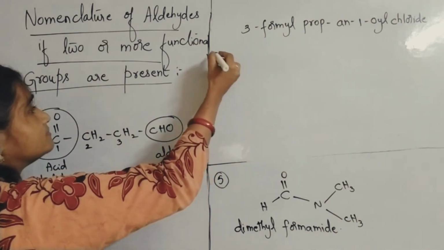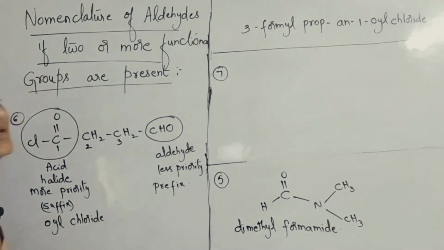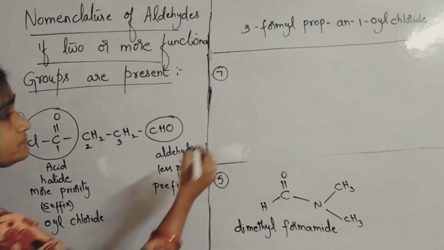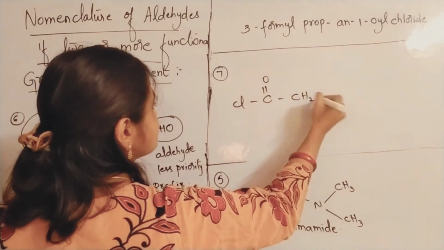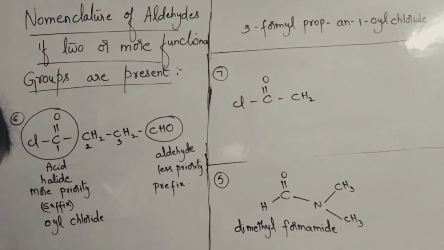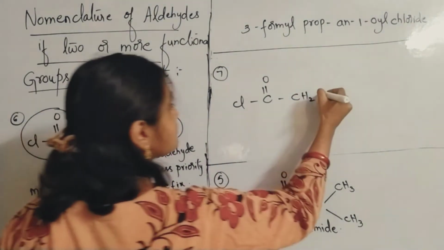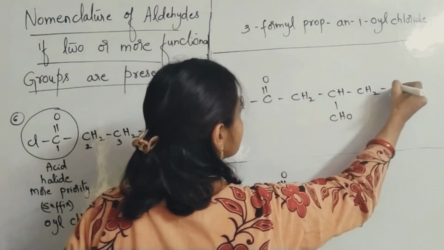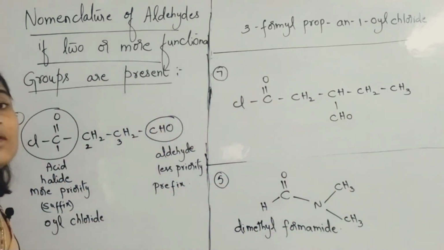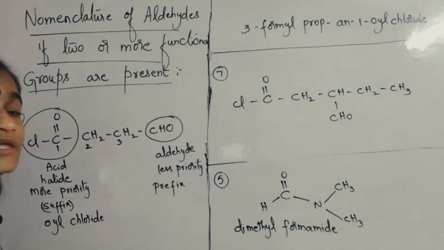Okay, next a similar type of example. Let us see one more. Okay, C double bond O Cl, CH2, CH connected with CHO, CH2 CH3. So now easily you can see the name of this compound.